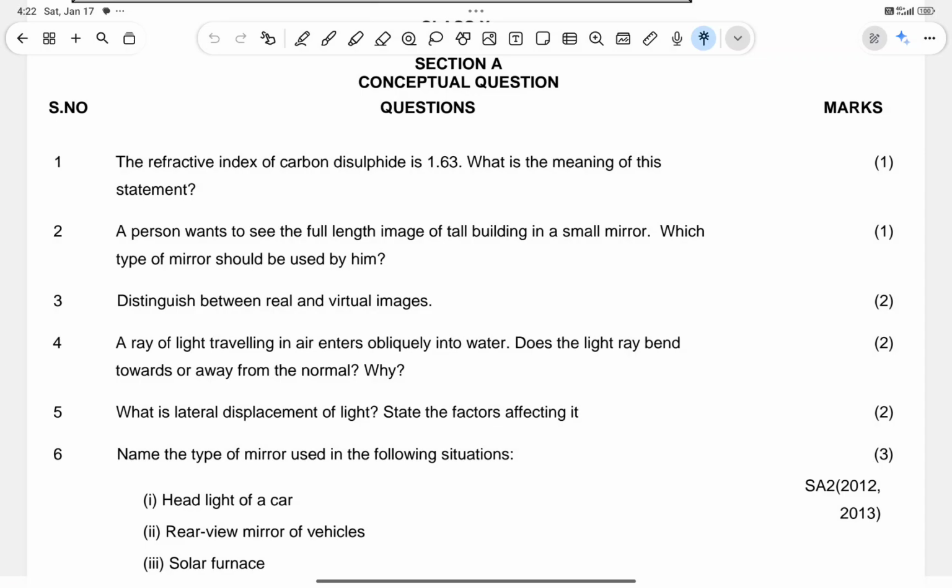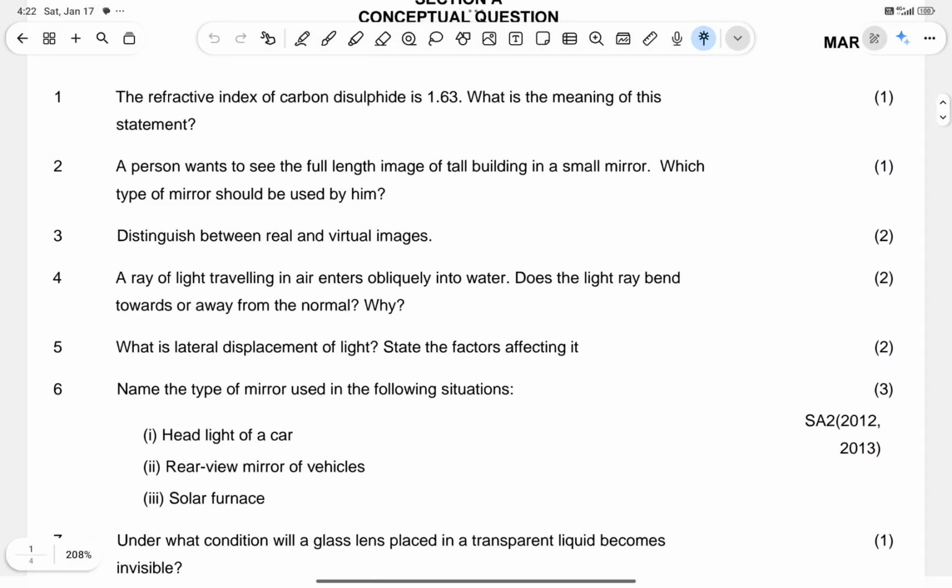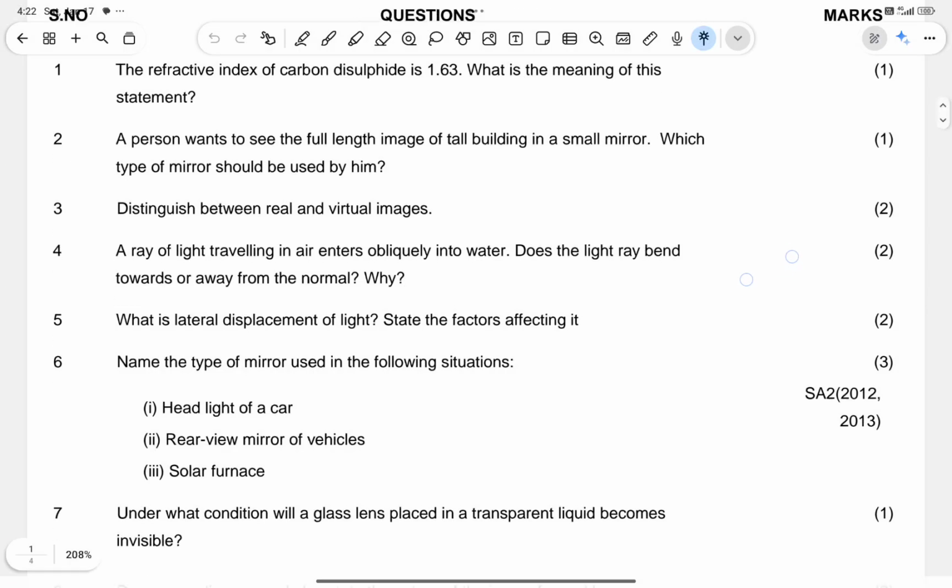See, the first question is: the refractive index of carbon disulfide is 1.63. What is the meaning of this statement? This type of question is there. Another: a person wants to see the full length image of a tall building in a small mirror. Which type of mirror should be used by him?